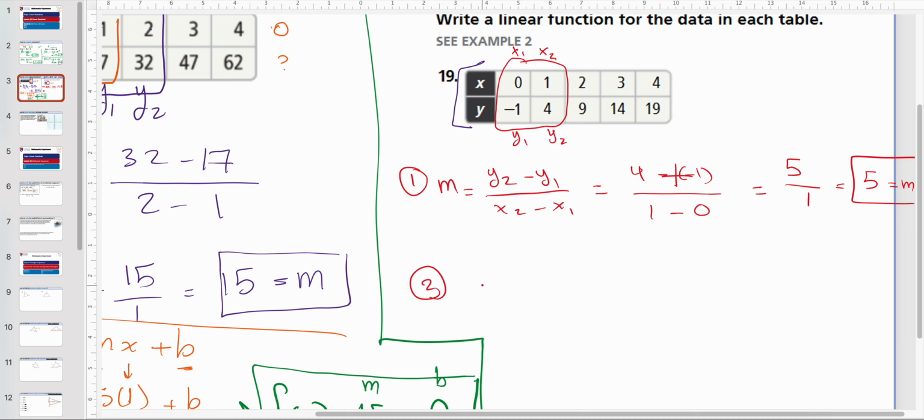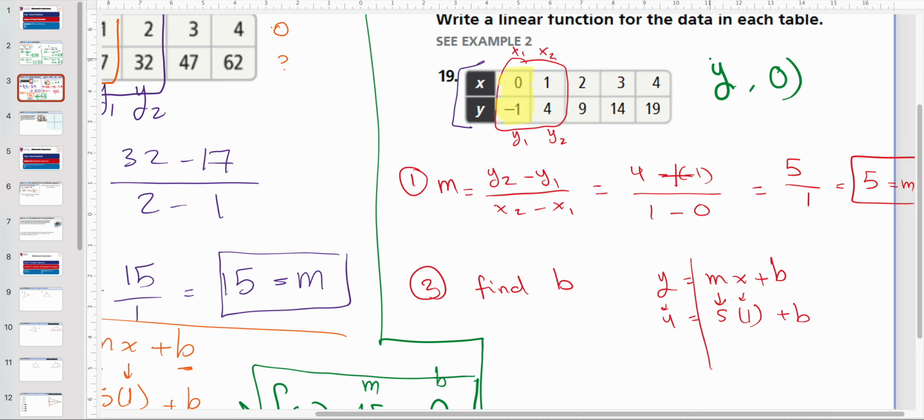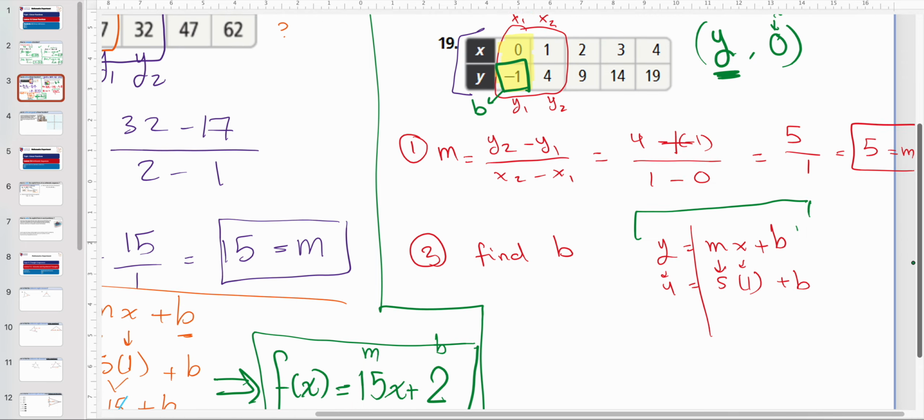Now, the second point is how to find b. Again, we said that we can use y equals mx plus b. The m is 5. X and y, you can select anything, 1 and 4. And then you can solve it. But if you noticed, they already gave me the intercept here. Remember, we said the intercept is the value of y when x is 0. So once you have x is 0, look at what is y. In this case, it's negative 1. So the intercept is supposed to be negative 1. But if you continue with the steps here, you will also get negative 1 because the intercept does not change.